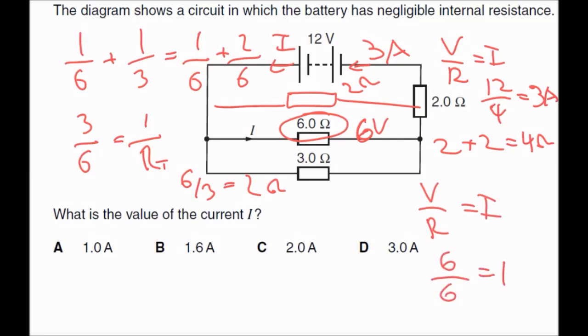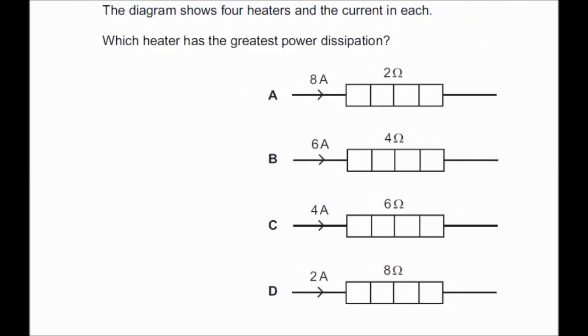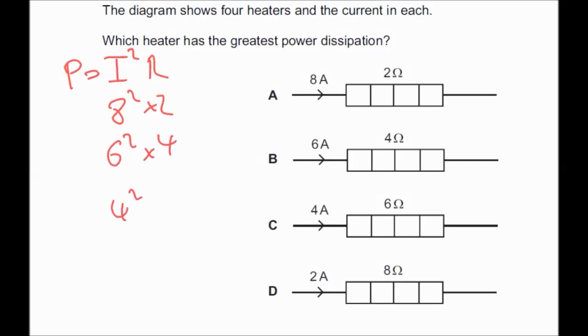The diagram shows 4 heaters and the current in each. Which heater has got the greatest power dissipation? Well, power is equal to I squared R. So for the first one, we're going to do 8 squared times by 2. The second, we're going to do 6 squared times by 4. And we're going to do 4 squared times by 6. And finally, 2 squared times by 8. So let's plug these into a calculator and see what values we get.